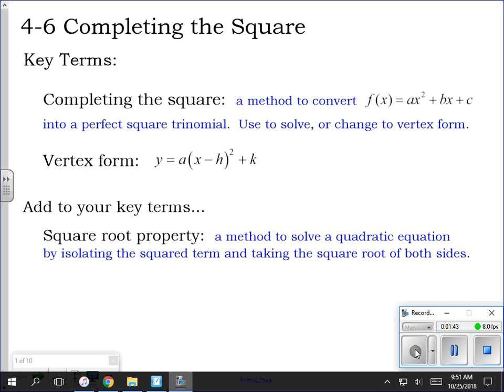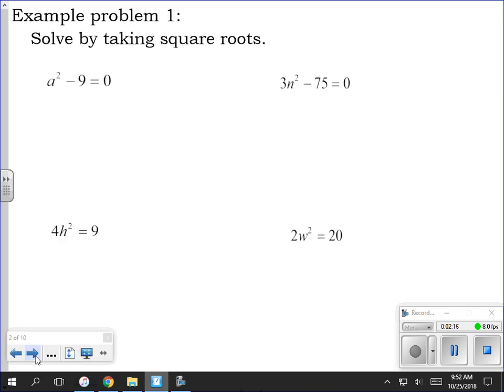So we're going to start, however, with the square root property. A method to solve a quadratic equation by isolating the squared term and taking the square root of both sides. We're going to start with that simply, and then we're going to use this as part of doing completing the square. Okay. Any questions? Okay. All right, so here we go.